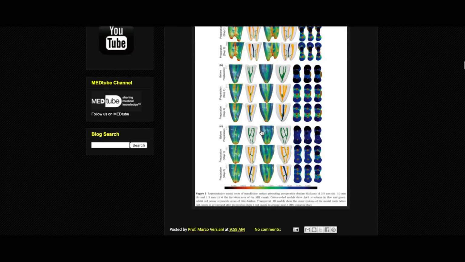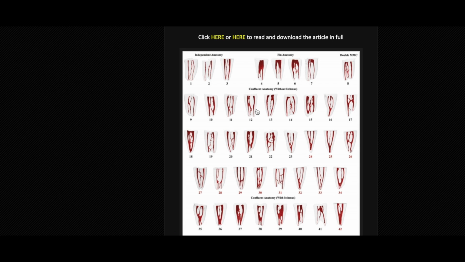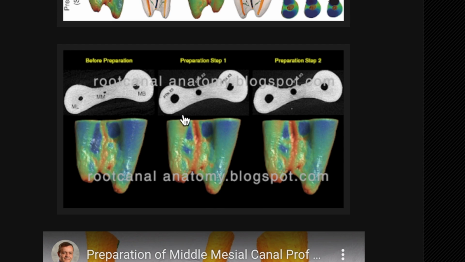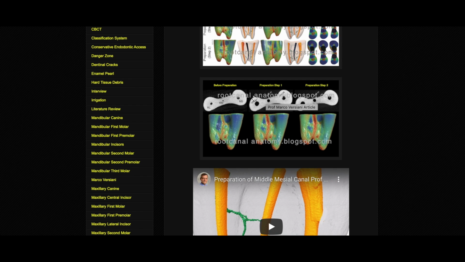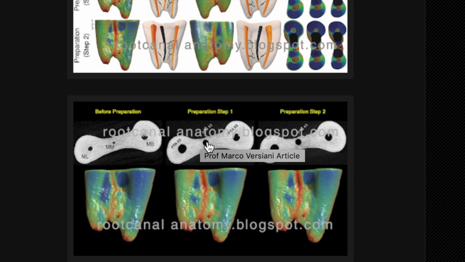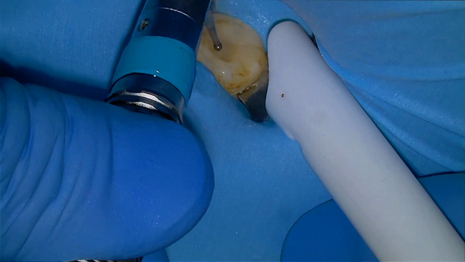So you can see that the problem with the middle mesial is that it's in the furcation, and there's always a danger area. So if this is the mesial furcation, this is that danger area, and how close and how thin that gets. So we're going to retreat this tooth and look for the middle mesial.